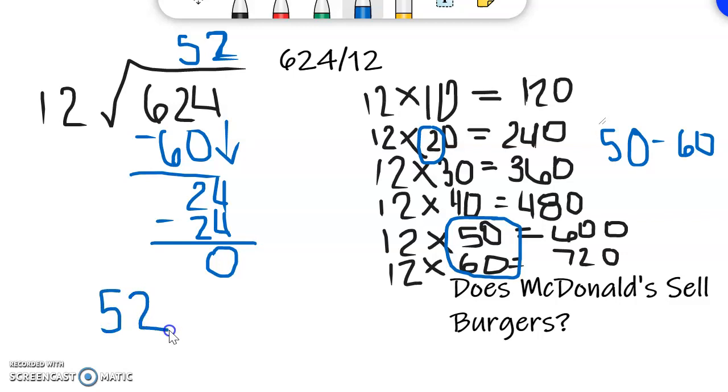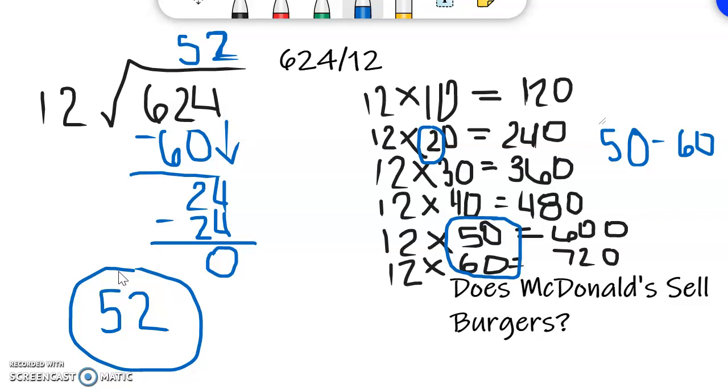So do you see how using multiplication facts to create partial quotients actually helps us to get more correct answers when we divide? Because my number did fall in the range of my estimate of 50 to 60. 52 is in between 50 and 60. So this is a strategy that we can use to help us become more proficient at dividing, especially now that we're using 2-digit divisors and 3-digit dividends and 4-digit dividends.